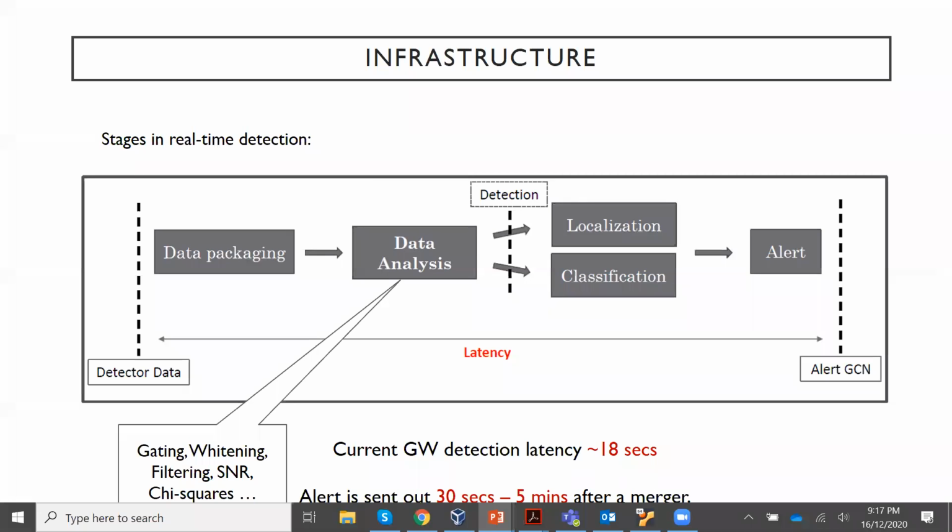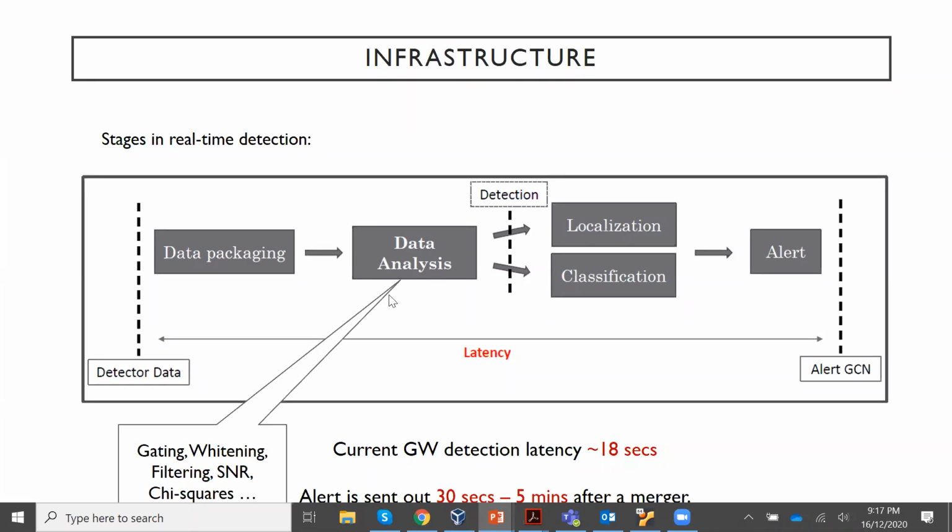And the other pipeline is the classification pipeline, which tries to classify a certain gravitational wave candidate between three classes: either a binary black hole, binary neutron star, or neutron star black hole. And after all of this is done, the pipeline sends out an alert to the public. This entire process takes about 30 seconds to 5 minutes to send an alert after the data is obtained. And just the detection process itself takes about 18 seconds.